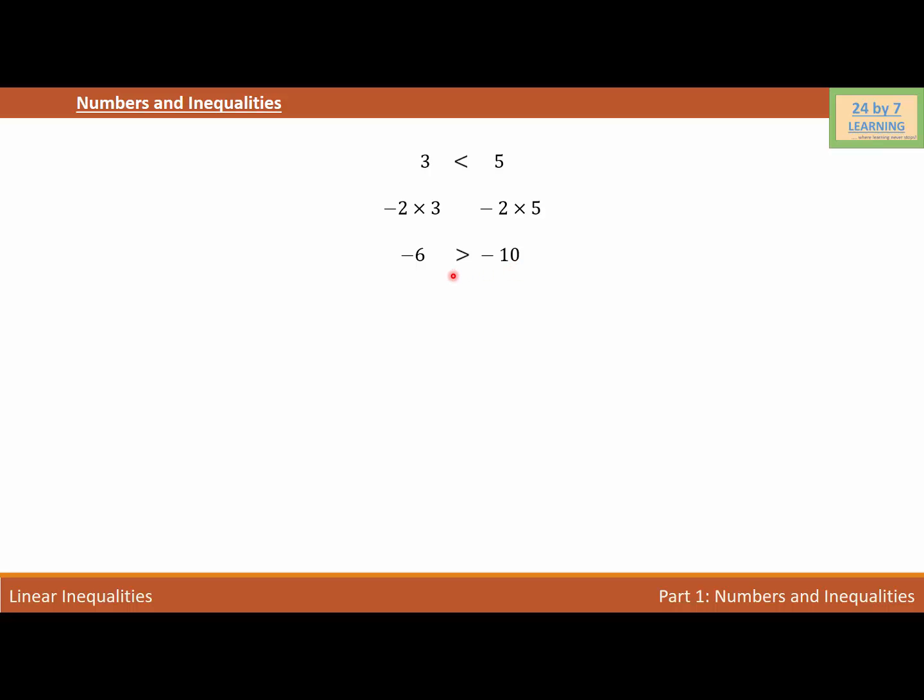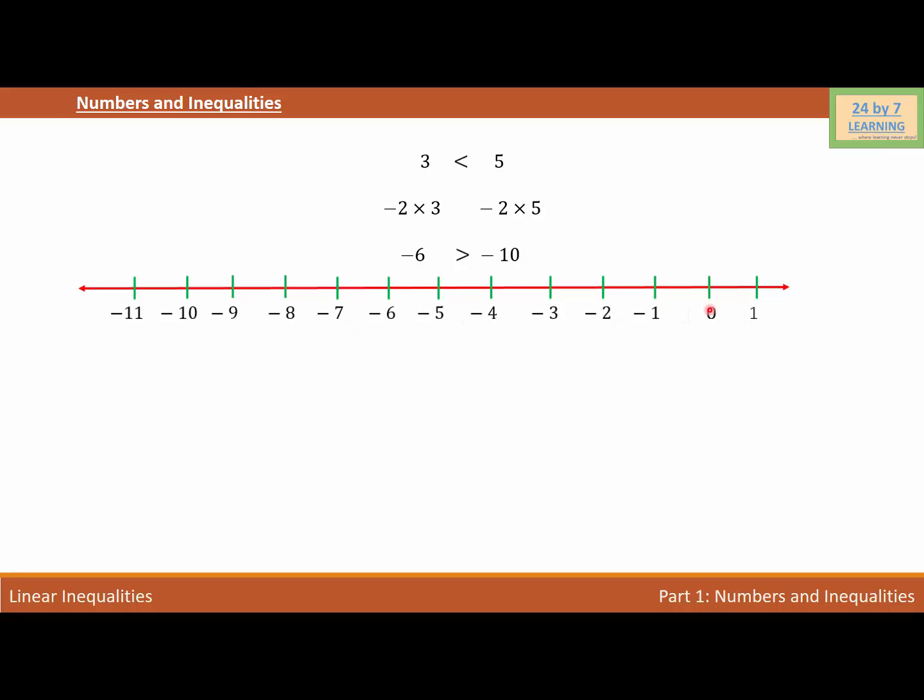So I'm going to represent these numbers on a number line. This is my number line, this is my origin, and all the numbers on the left side of the origin are negative, and the numbers on the right side of the origin are positive. Now I need to find my number negative 6. If you look at the number line, here is negative 6. Now I need to find negative 10. If you keep moving to the left, you will find 10 over here, which is basically negative 10.